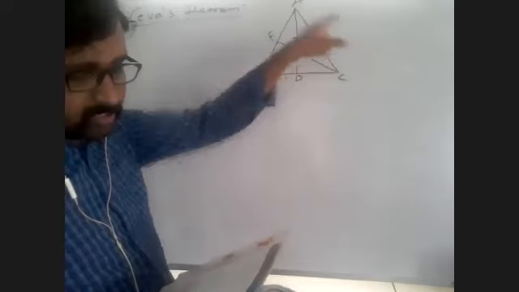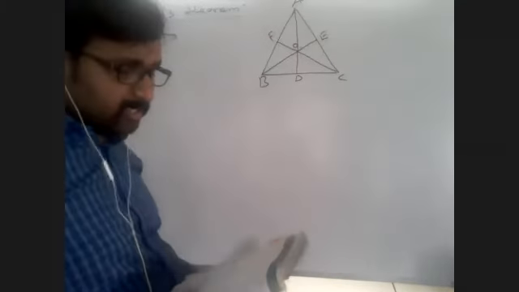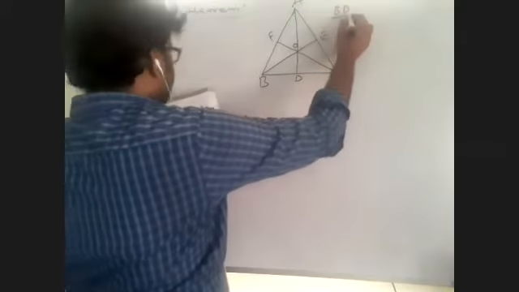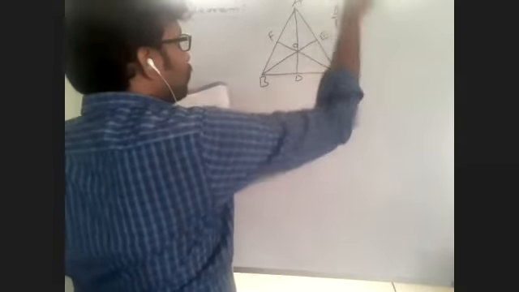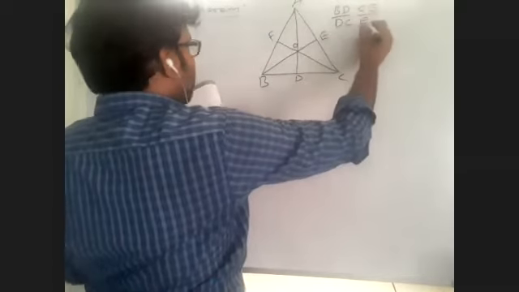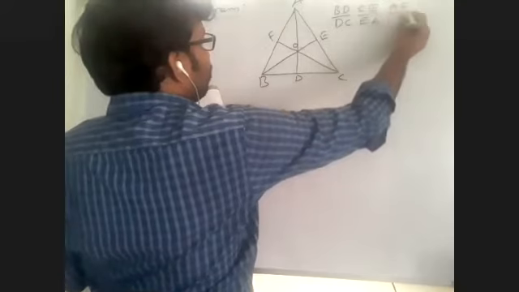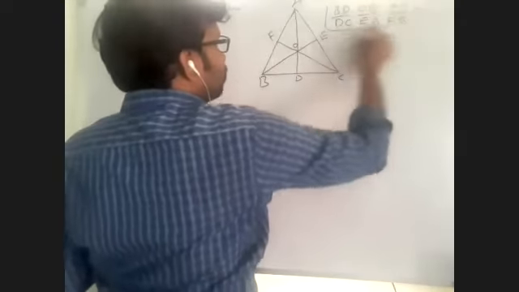meet opposite sides in D, E, F respectively, then BD by DC into CE by EA into AF by FB is equal to 1. We have to prove this is equal to 1. That is Seva's theorem. Okay. Now I will give you the proof of this one.